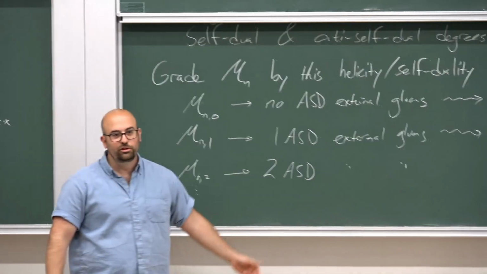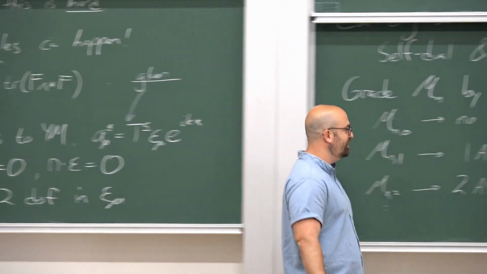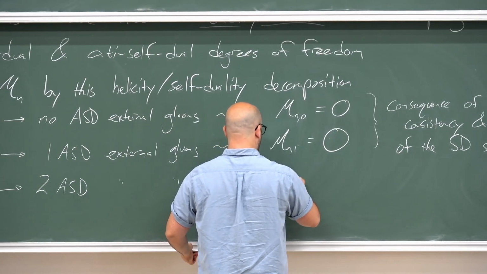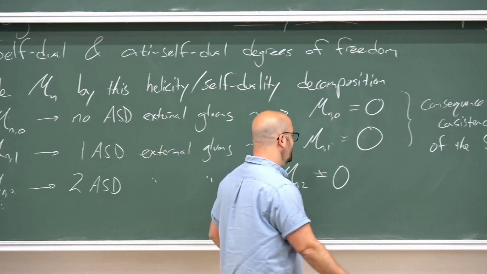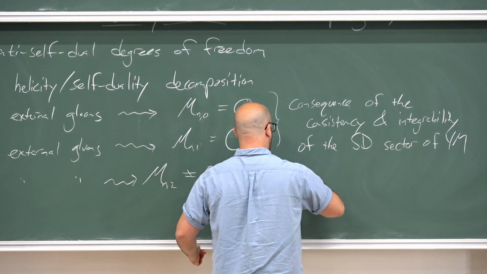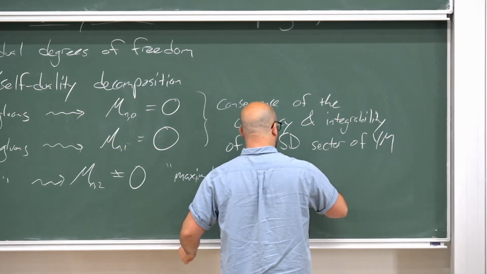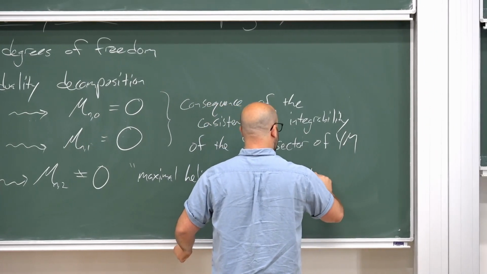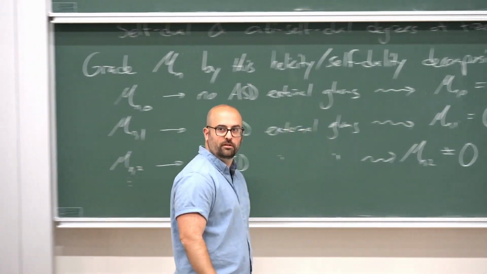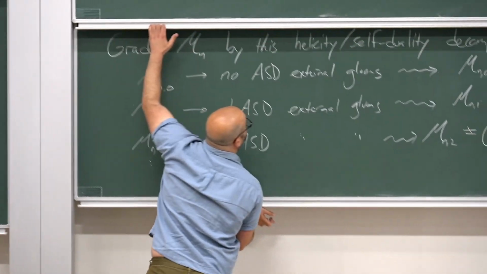external gluons, you lose these widgets that allowed you to kill all of these amplitudes, and this guy isn't constrained. It's not generically zero. And this is what physicists call the maximal helicity violating sector, or MHV sector. Okay. So, now we can get to the Parke-Taylor formula.